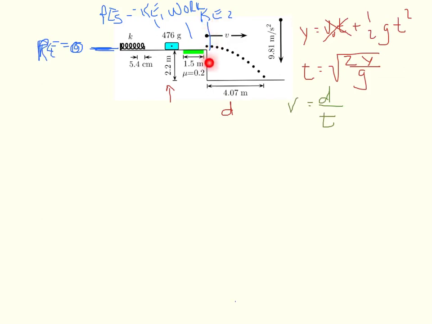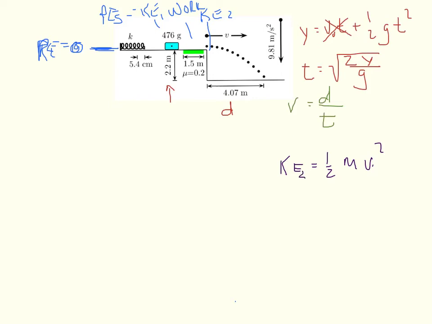So now we start with this kinetic energy right here. I know that my kinetic energy is going to equal 1/2 the mass times the velocity squared. My mass is going to be my 476 grams, so that's going to be 0.476 kilograms. My velocity is going to be the velocity that I had right here. This velocity equals distance over time. So I know my mass, I know my velocity, I could figure out my kinetic energy at this point, so that is going to be kinetic energy 2.